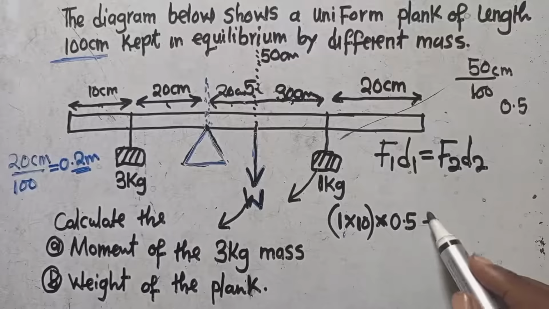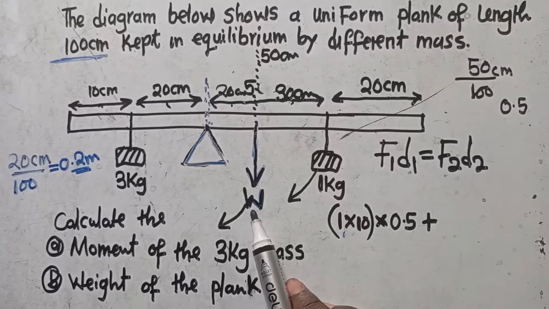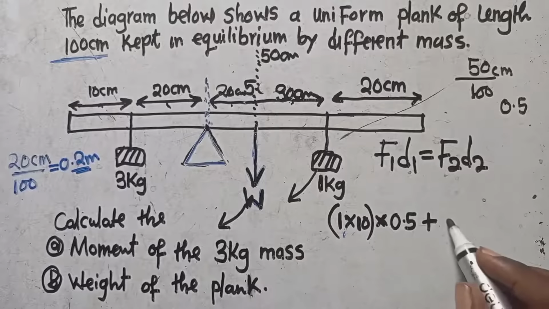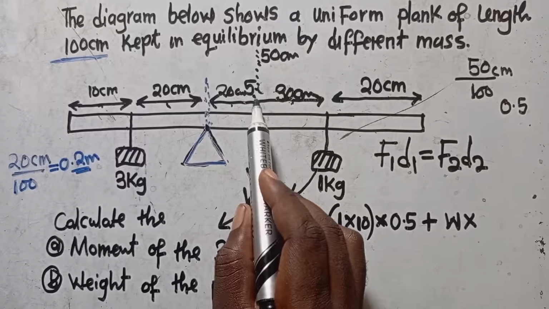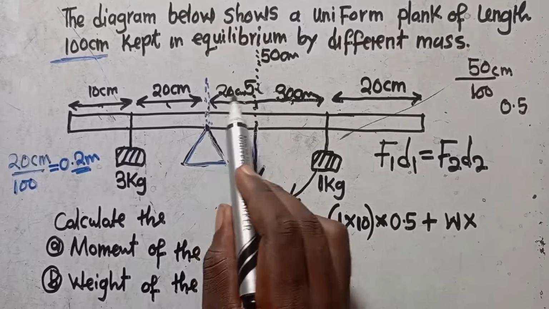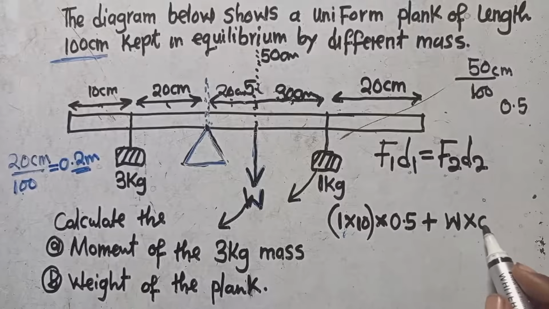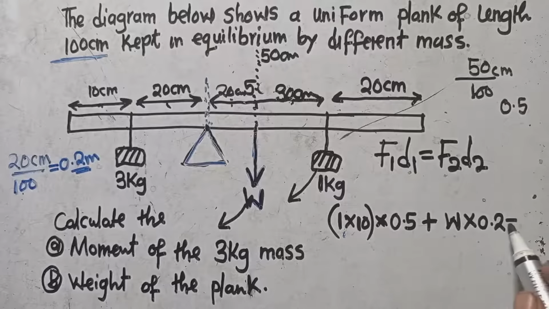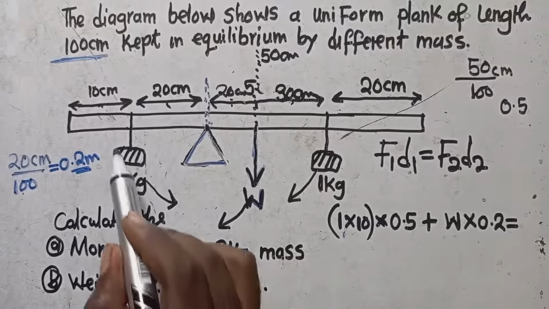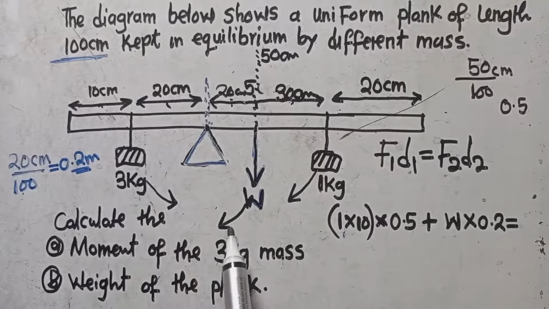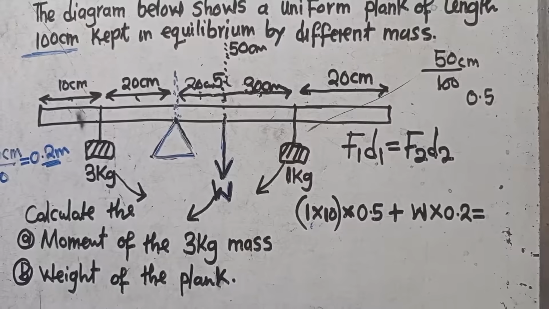I say plus. There is also this other one that is in the clockwise direction. So this is W. So I say W multiplied by the distance from here where it is to the pivot. This is 20. So 20 divided by 100, that is 0.2. Now the anti-clockwise, this one that is in this direction, it is like this. So this is the anti-clockwise moment.